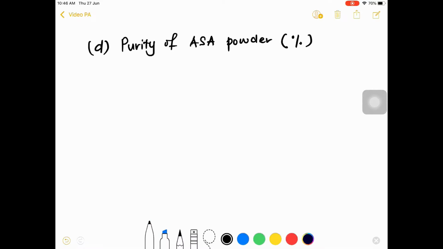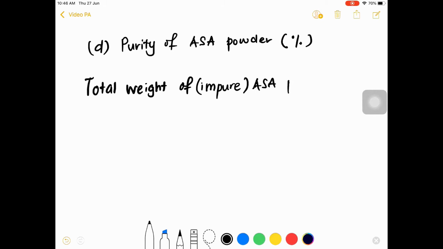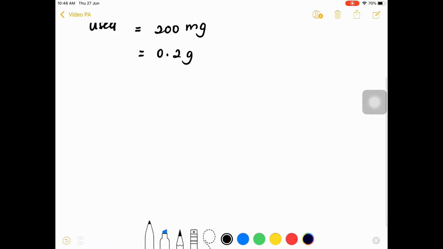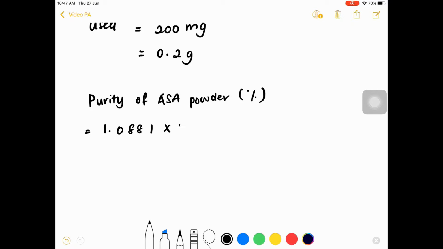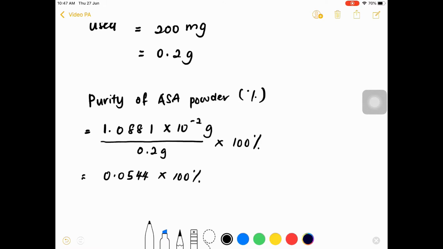And the last step, to find the purity of aspirin powder in percentage, we calculated the total weight of impure aspirin powder used. We used 200 milligrams, which is equal to 0.2 grams. Hence, the purity of aspirin powder, as calculated, is 5.44%, and that is the purity of aspirin powder found inside the 0.2 grams of aspirin sample.